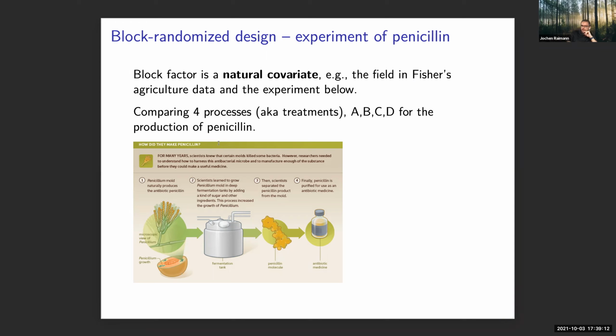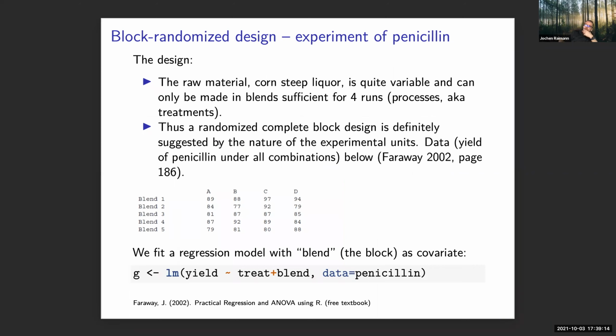It is basically around penicillin production. So he designed it as follows. He basically created a raw material, corn steep liquor, that could be quite variable and only made in blends sufficient for 4 runs to those treatments. Thus, a randomized complete block design is definitely suggested by the nature of the experimental unit.